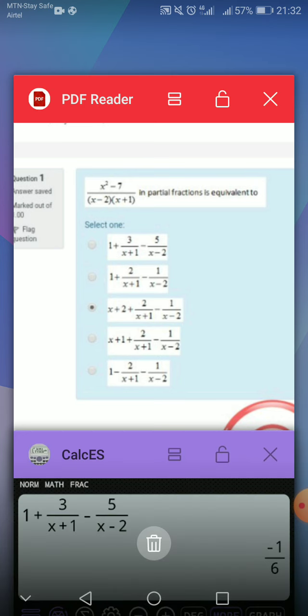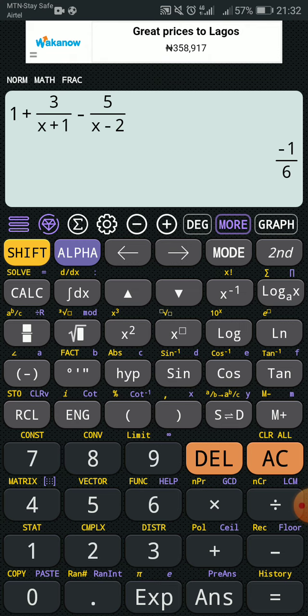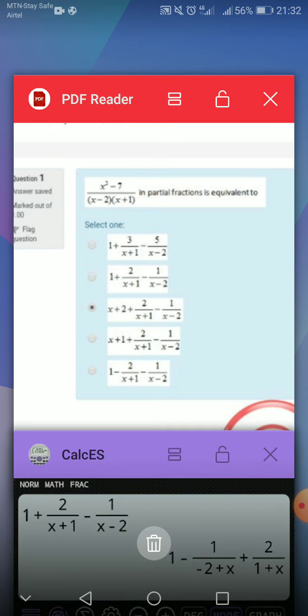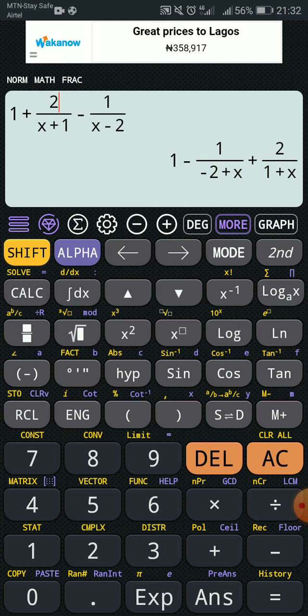So let's try the next one. 1 plus 2 over x plus 1 minus 1 over x minus 2. Now here you don't need to cancel, just move your cursor. I think here should be 1, I guess. Then here should be 2. Let's confirm that. 2 over x plus 1, then minus 1 over x minus 2. Good. So I just press equal to.